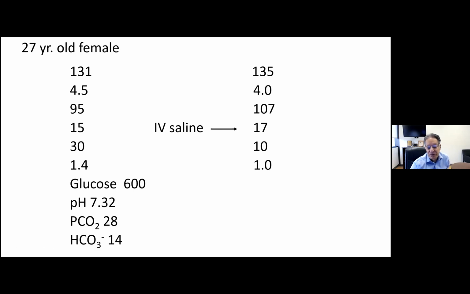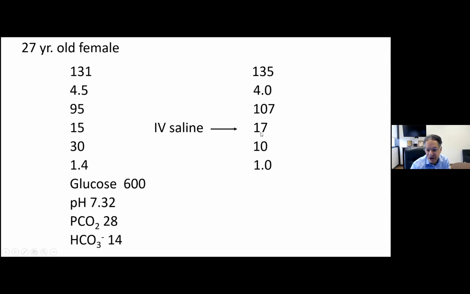Then, if it's a compensated metabolic acidosis, we look at the anion gap. So the anion gap is 131 minus 110, so it's elevated. The glucose is 600. So we might be thinking, and the patient looks a little volume depleted, there's some pre-renal failure here, most likely. And then the patient got saline, the renal function got better, so we probably were correct.